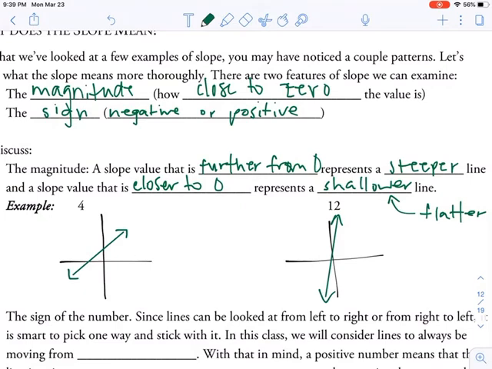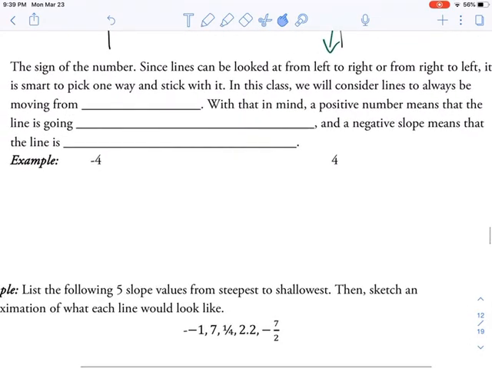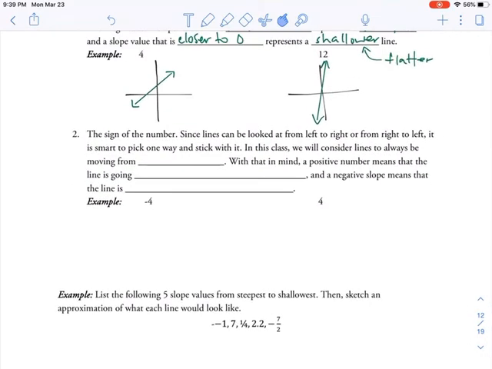So you can see that when I look at this slope of 4, it's much shallower, much flatter, right, than this slope of 12, which is much less flat, much more vertical. Okay, so that's what the magnitude means. And so again, remember, magnitude is just how close to 0 the number is. And so since 4 is closer to 0, it's a flatter line, and since 12 is further from 0, it's a steeper line. Okay, the next thing is the sign of the number.